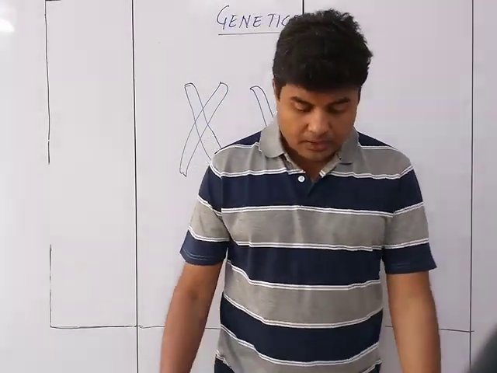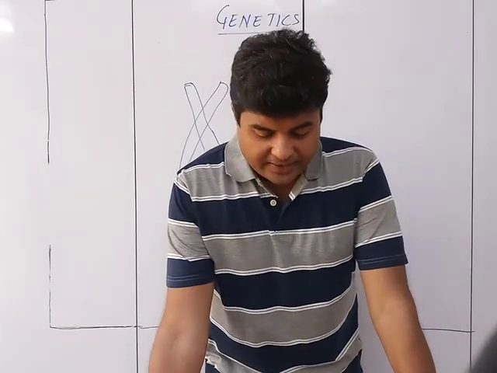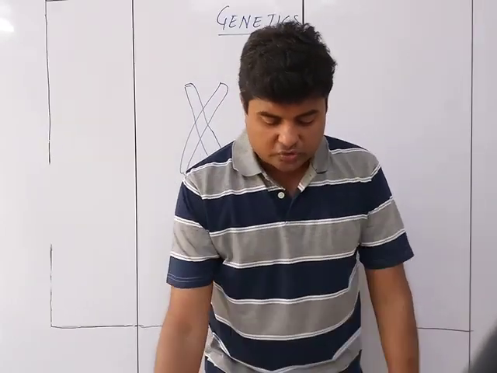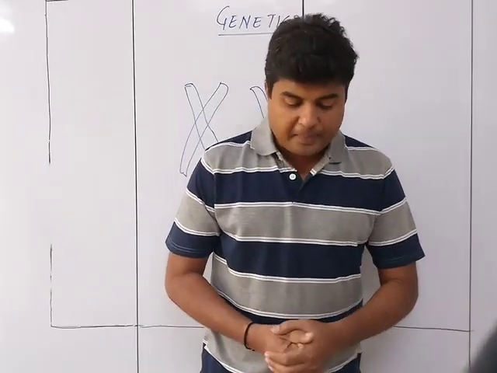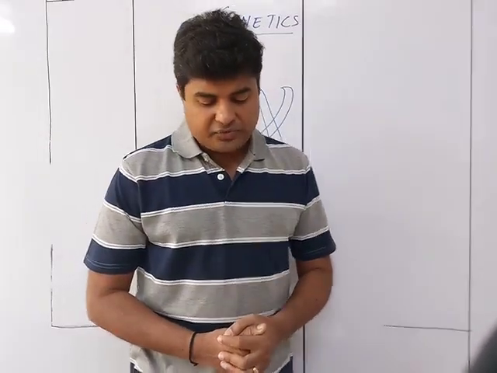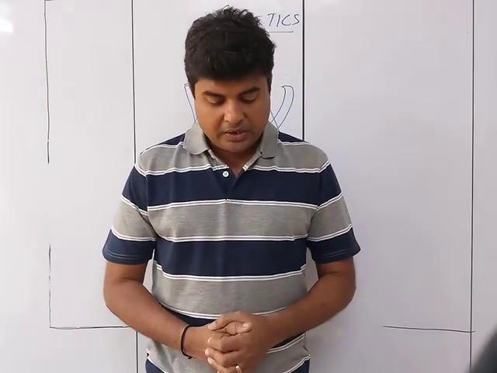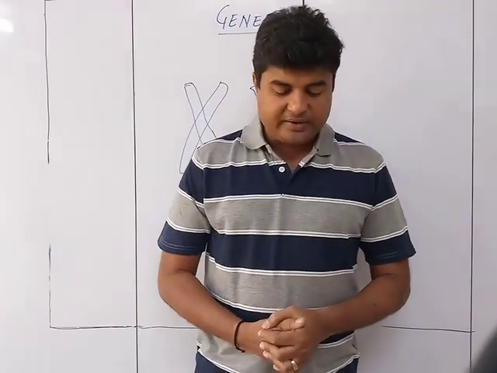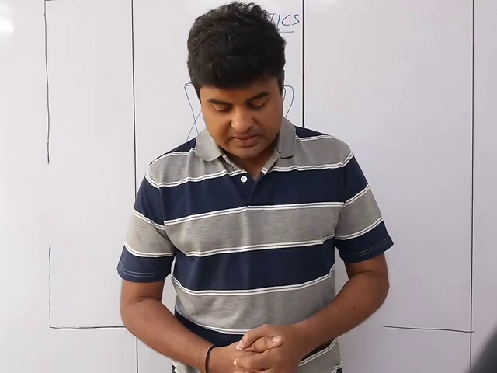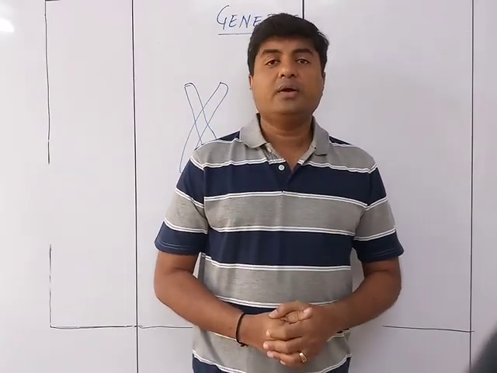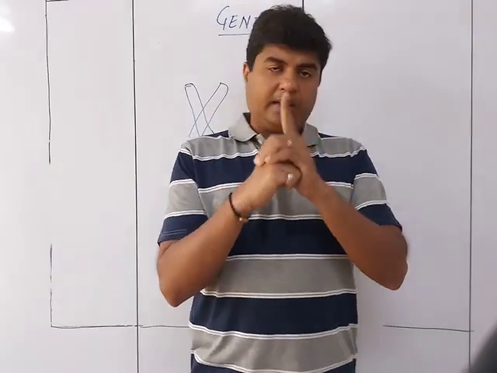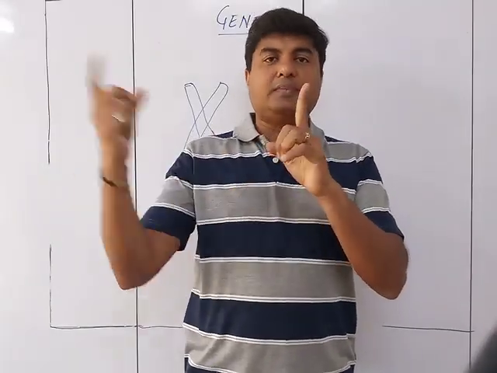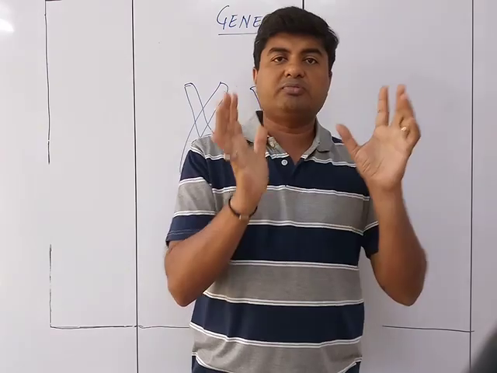But the 23rd pair is different, and its chromosomes are called sex chromosomes, which are designated as X and Y. The XX pair with similar partners is found in females, whereas the XY pair with dissimilar partners is found in males. So if the chromosome from parent A, that is the father, is X and the mother's is X, then the child becomes a female.